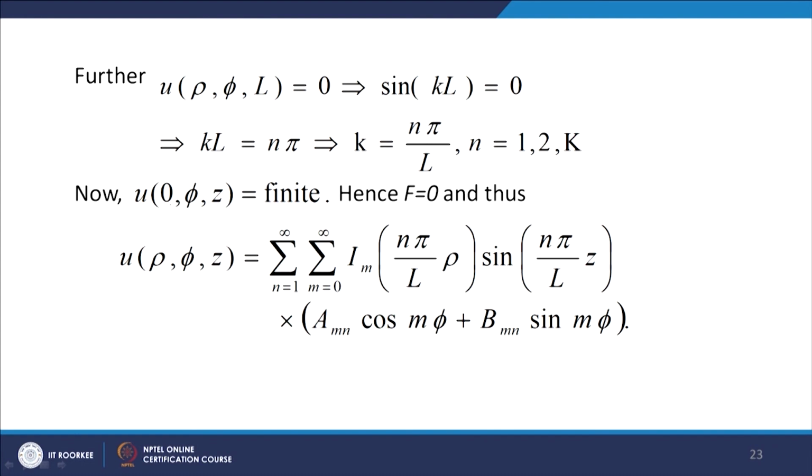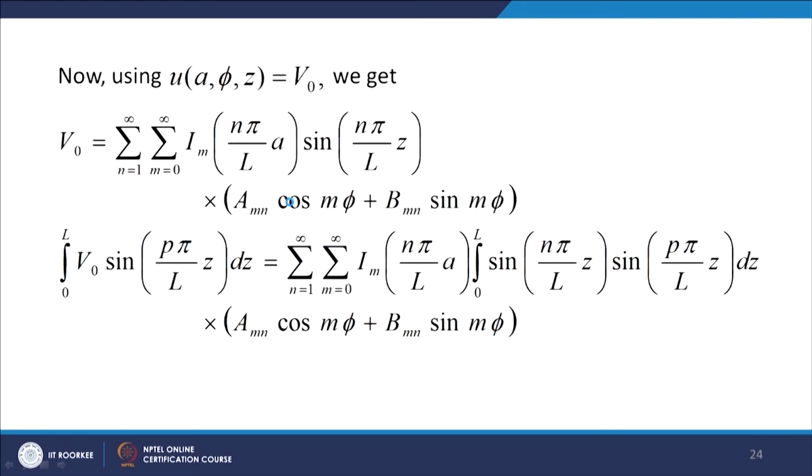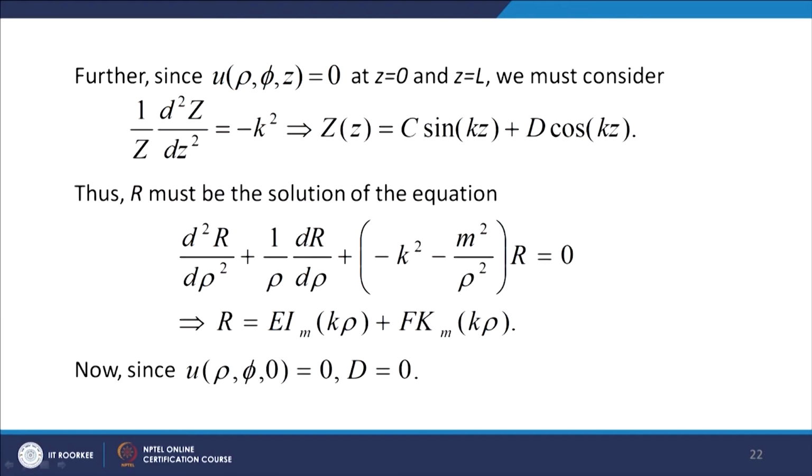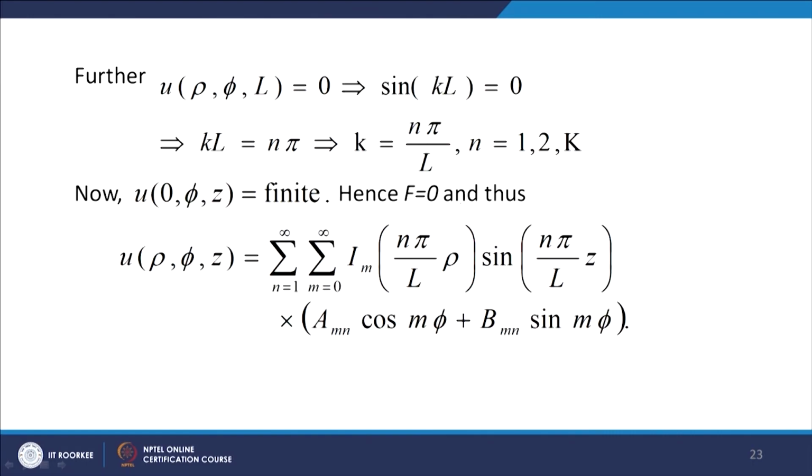Now, u(0, phi, z) is equal to finite. So, u(0, phi, z) finite means the region includes r equal to 0, and when the region includes r equal to 0, we have to consider F equal to 0. So, F is 0, and therefore, u(rho, phi, z) becomes sigma n equal to 1 to infinity, m varies from 0 to infinity, I_m(n pi over l rho) sin(n pi over l z), [A_mn cos m phi plus B_mn sin m phi].